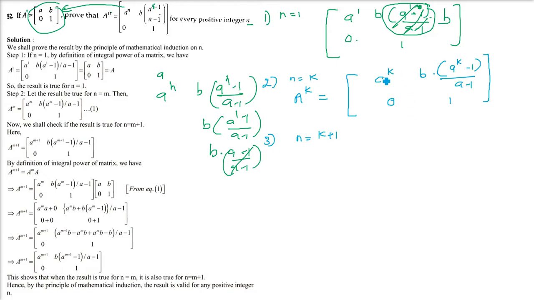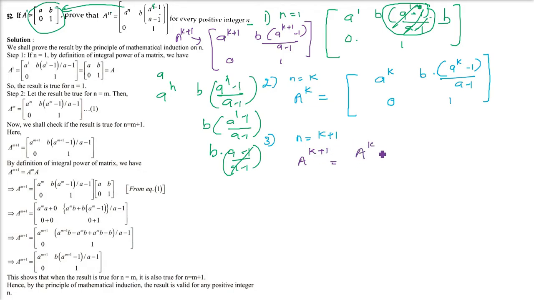So the final answer will be like this. Let me show you the final answer. What should come? It should come as k being k plus 1: a raised k plus 1, then b times (a raised k plus 1 minus 1) divided by a minus 1, 0 and 1. So this is what we should get when we put n equals k plus 1. So a raised k plus 1 can be written as a raised k times a.